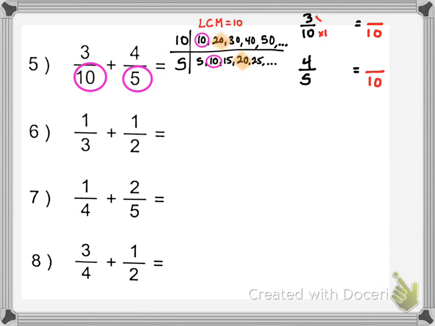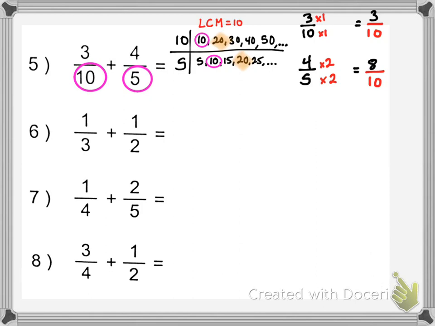And if I do that to the denominator, I have to do the same thing to the numerator. I have to multiply by the same scale factor, which is 1 in this case. So 3 times 1 is going to give me my new numerator, which is 3. So my new fraction, well, it's not really new, it's the same thing, 3/10. But 4/5 is going to be a little different because the 5 needs to be turned into a 10. And I can use a scale factor of 2. 5 times 2 gives me 10. So if I use that scale factor in my denominator, then I'm going to do the same thing in my numerator. So 4 times 2 is going to give me 8.